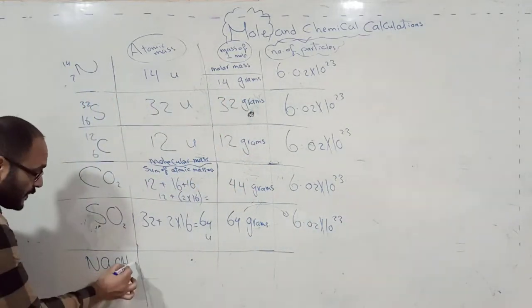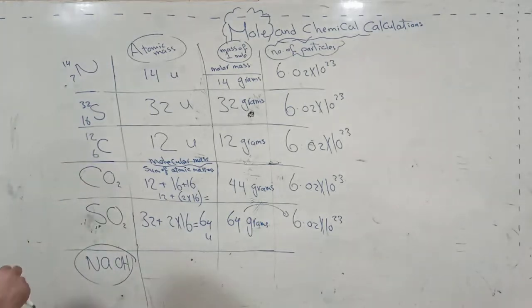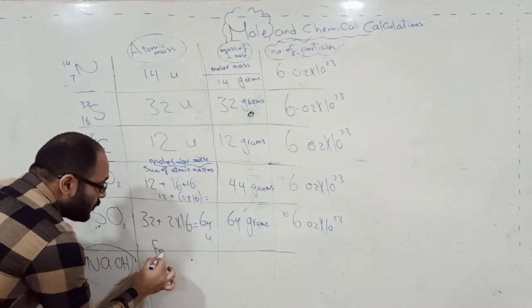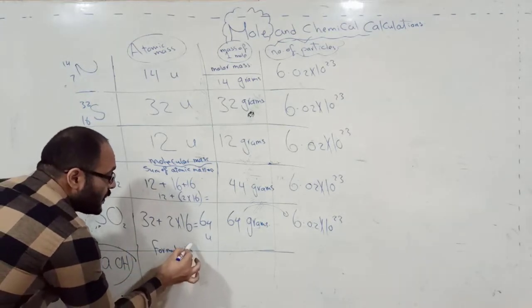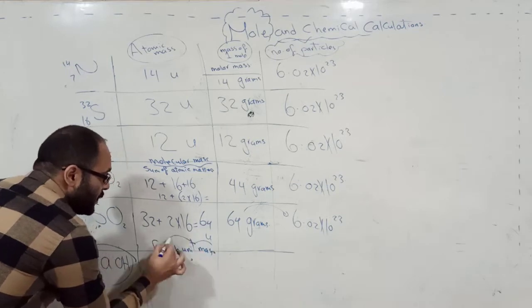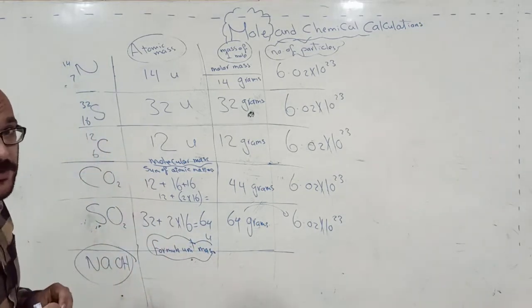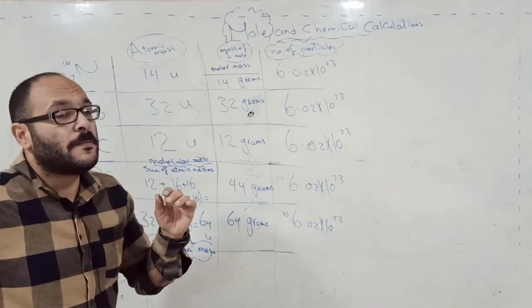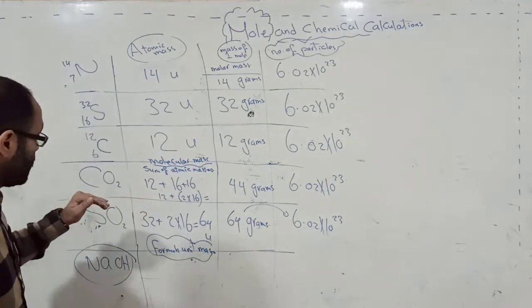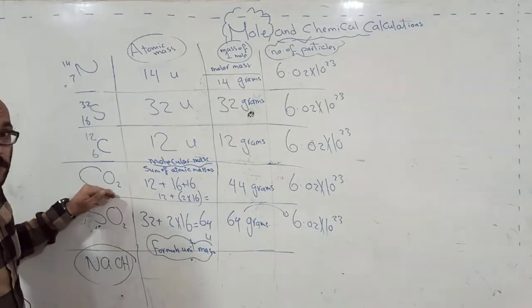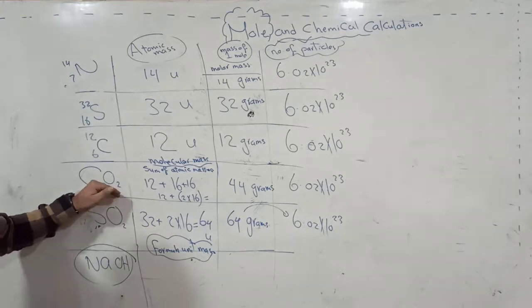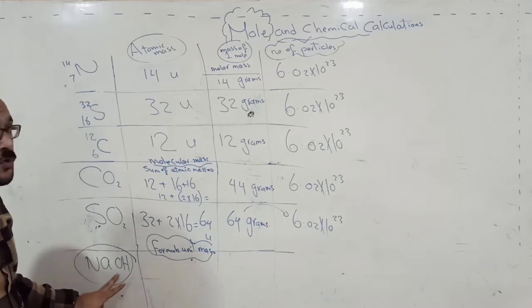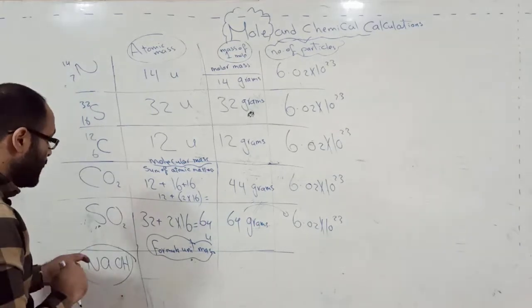And if we're talking about NaOH, in this case the molecular mass is called the formula unit mass, because NaOH is an ionic compound. So we classify it as the molecular mass for covalent compounds, the atomic mass for elements, and the formula unit mass for ionic compounds, okay.